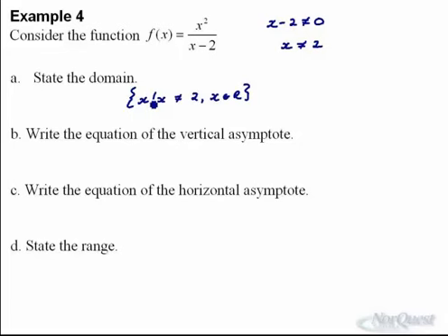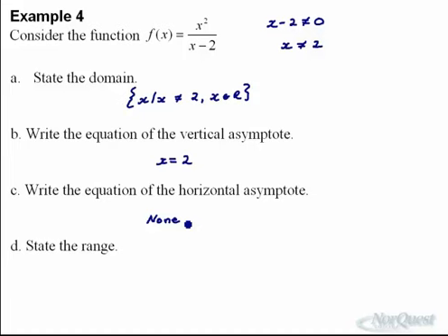The vertical asymptote will then be x equals 2. Now when you compare example 4, the degree of the numerator is degree 2. The degree of the denominator is degree 1. So when the degree of the numerator is greater than the degree of the denominator, then there is no horizontal asymptote, which means the range will be a little bit harder for us to find.